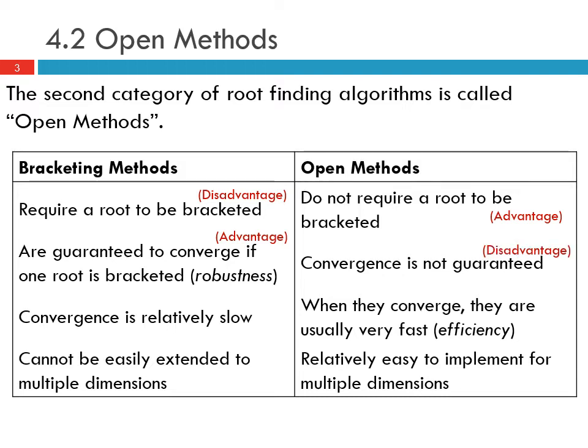For bracketing methods, convergence can be relatively slow, which is a disadvantage. For open methods, when they converge, they are usually very fast, so they're more efficient. Bracketing methods cannot be easily extended to multiple dimensions, which is a disadvantage. All of the examples that we saw in the previous videos were just finding a single root, while open methods are relatively easy to implement for multiple dimensions, which is an advantage.